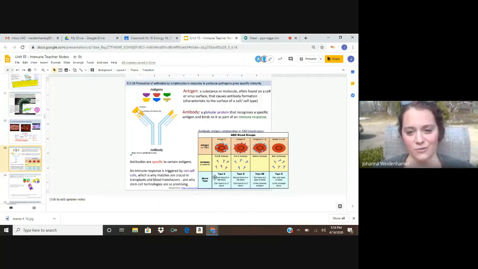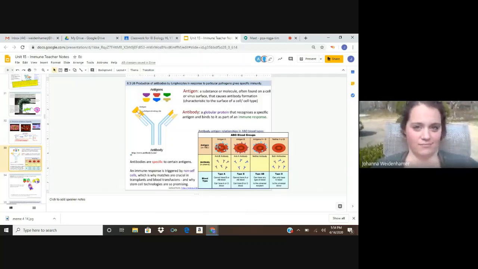So let's say you had type A blood. Your blood is going to contain antibodies against B. Your red blood cells are going to have the antigen, or the surface structures, of blood type A. So your body's antibodies are not going to attack it, because your body's antibodies are anti-B.